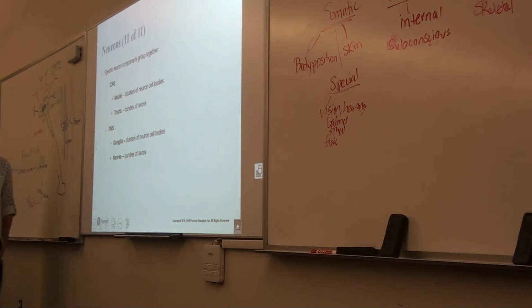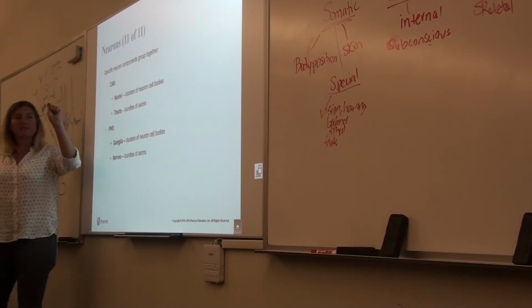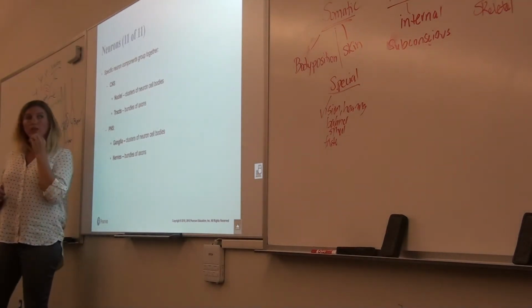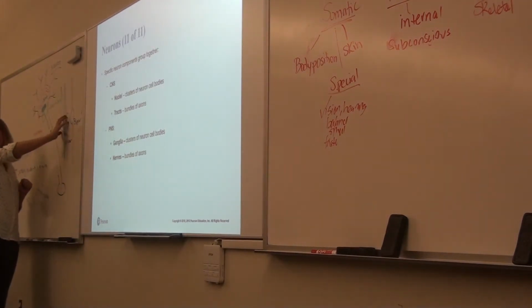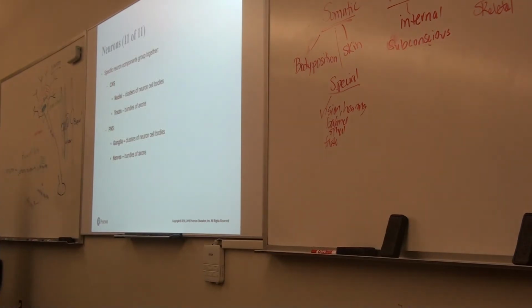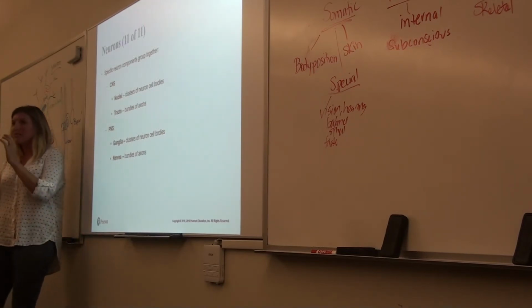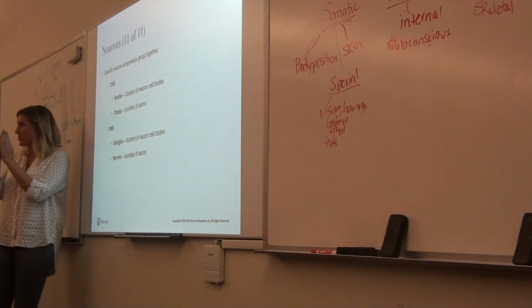All right. So there's a couple other terms that we should understand. One is in the central nervous system, we call this cluster of cell bodies a nuclei, which is really hard to remember because we're so used to thinking of a nuclei as the control center of a cell. But in nervous system world, a nuclei is a cluster of cell bodies in your central nervous system.